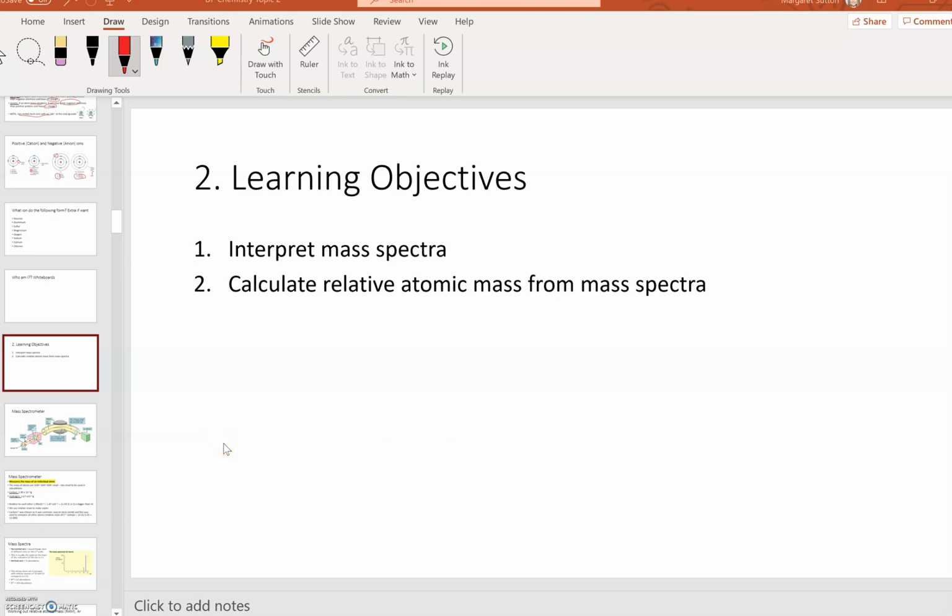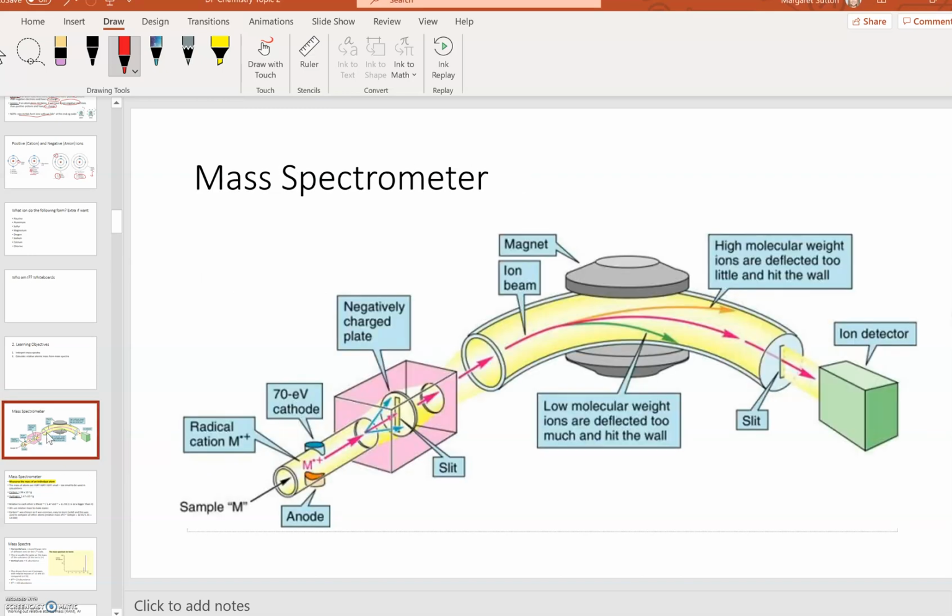Hey team, so in this lesson we're going to talk about mass spectra and we're going to calculate relative atomic mass from mass spectra. Now this is a mass spectrometer and this is how the ions that we're going to talk about are detected. We're not actually going to go through how this works, purely because it's not assessed in this topic and it's not really essential.